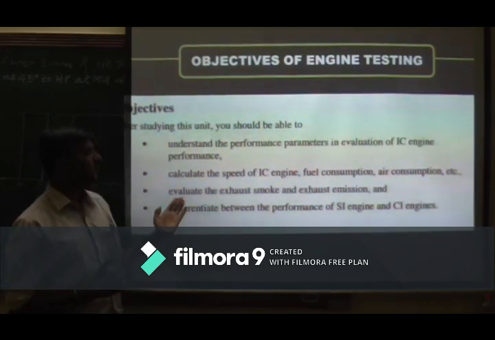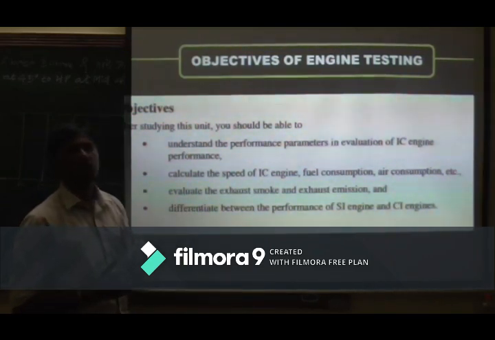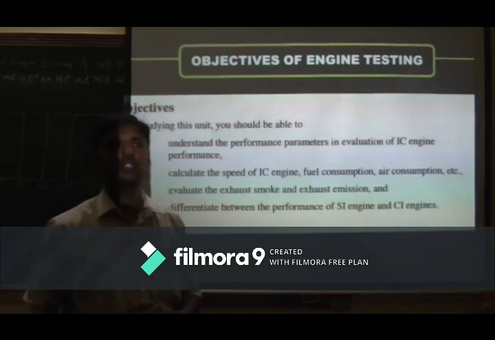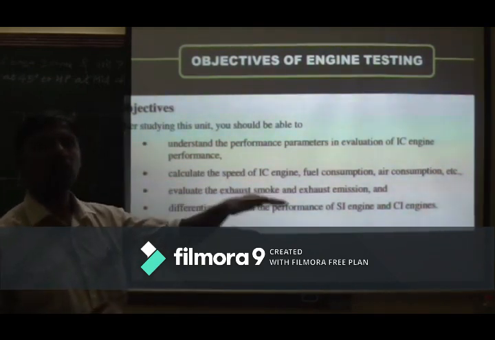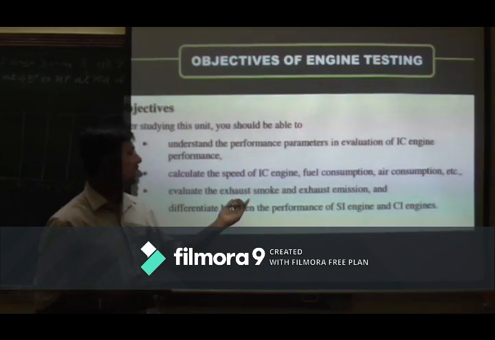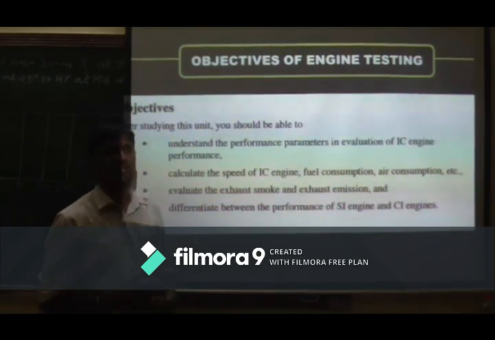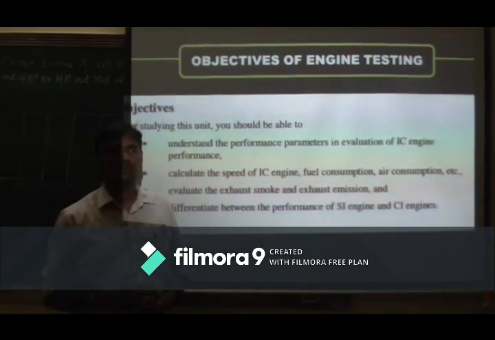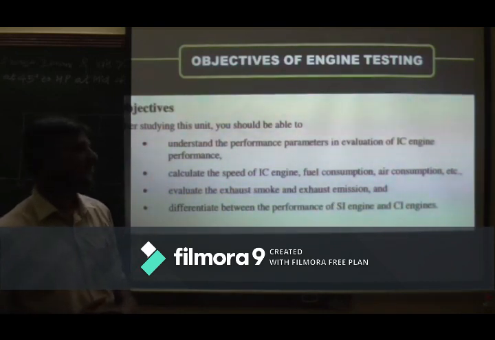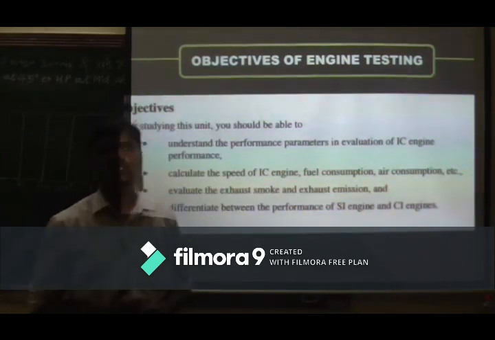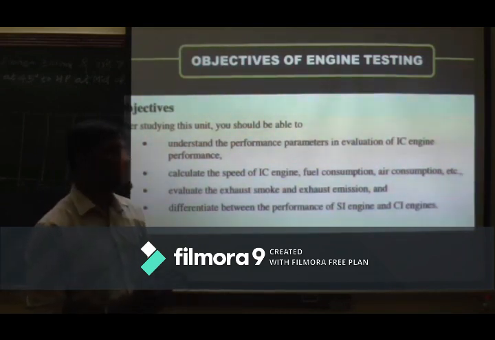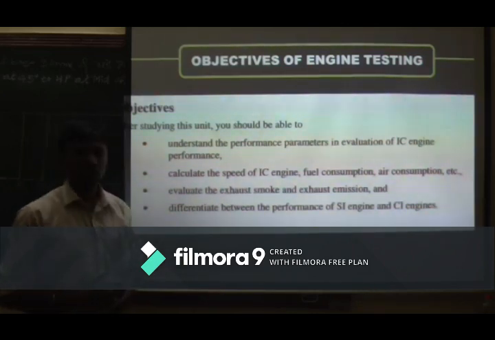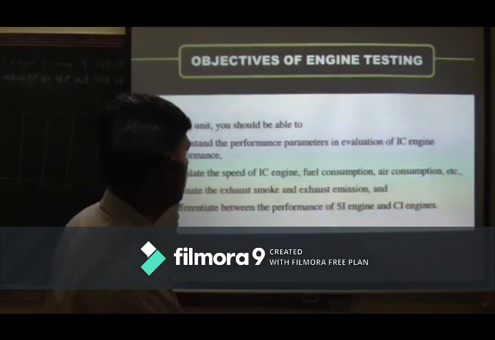What is other objective? Evaluate the exhaust smoke and exhaust emission. This is very important parameter. Nowadays you have seen BS6 has been introduced in India. But they are saying we have to lower down the emission level. So it is important to study these exhaust smoke and exhaust emission parameters. Differentiate between the performance of SI engine and CI engine. So what is performance of SI engine that we have to study? How we can evaluate performance of SI engine? What are the parameters that we have to study? And comparative study also we have to do in this particular objective. So these are the basic objectives that we have to learn in this particular unit.